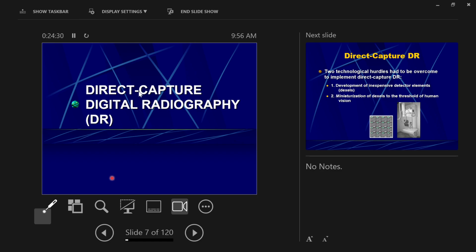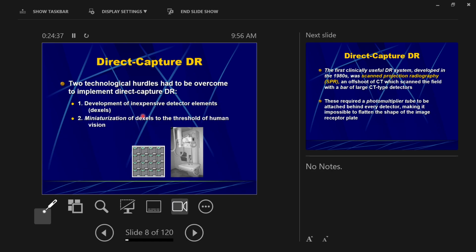So direct capture, or DR in other words. First of all, two things had to happen for DR to be cost effective, because that didn't happen until later, but just usable to begin with, okay? Not so terrible that we were like, we don't want to use this, that it doesn't show us a good image, right? So a couple things had to happen in order for us, as in science and medicine, to decide to want to use DR, okay?